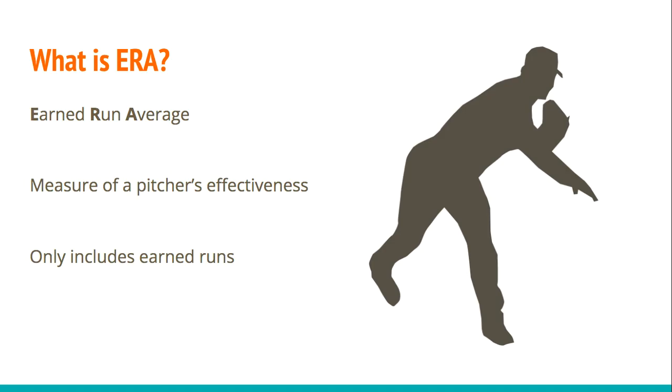The earned runs part is also key. Earned runs are runs that are allowed by the pitcher giving up hits. Those are considered his fault, instead of mistakes from his teammates, such as errors, passed balls, things like that, that can allow the team to score otherwise.